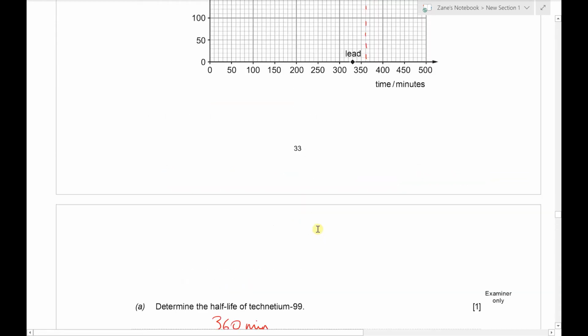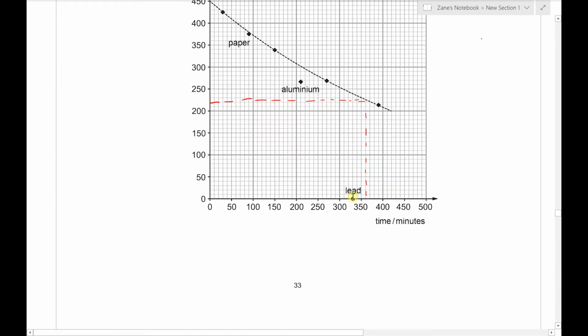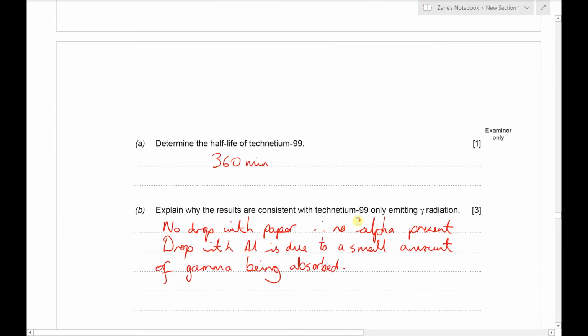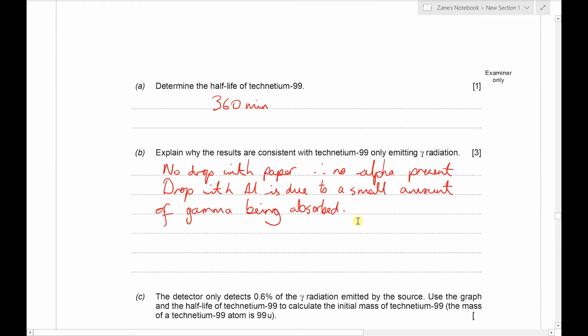And then finally we note that with lead the count rate basically drops down to 0. But we can also realise that there must be gamma there, because only gamma can penetrate the aluminium.